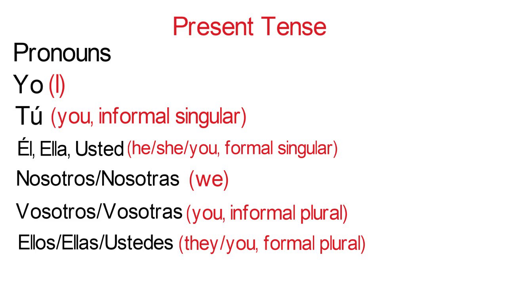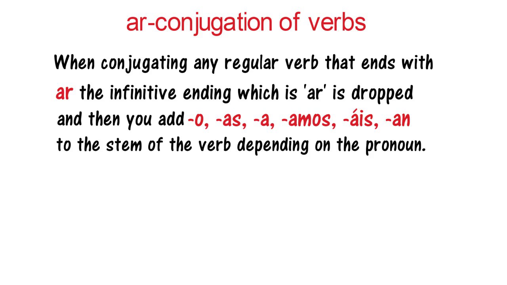And ustedes is the formal plural of you when you're addressing a group of people you don't know or people who are older than you. So when you're addressing a group of lecturers, you use ustedes. But when you're addressing a family or a group of friends, you use vosotros. So when you're conjugating a verb with ustedes, you use the ellos or ellas form of conjugation and not the vosotros form of conjugation. Now let's start with the regular verbs that end with AR.